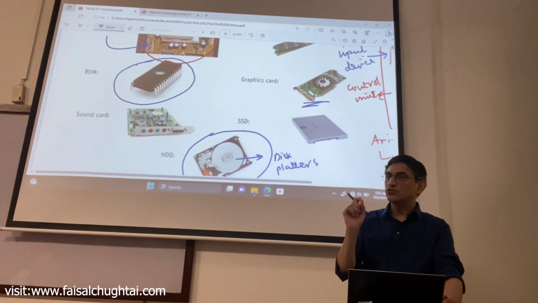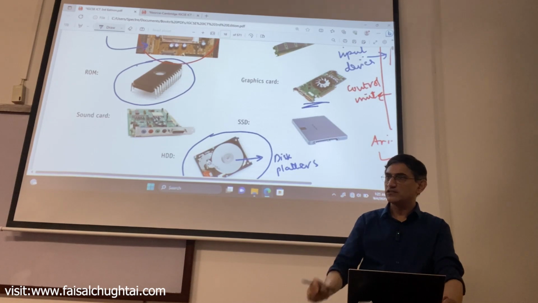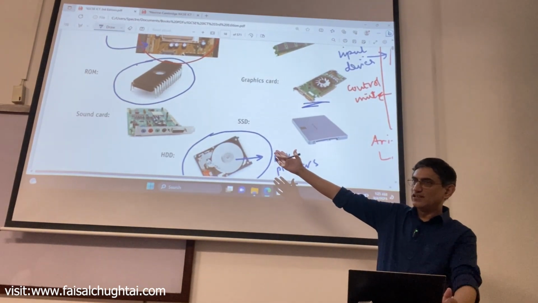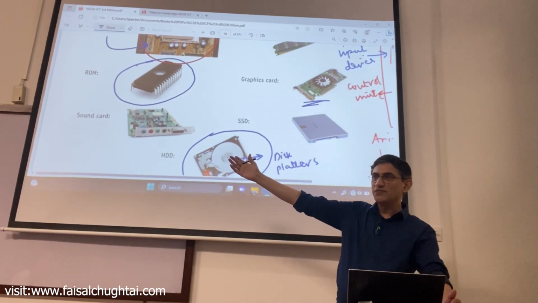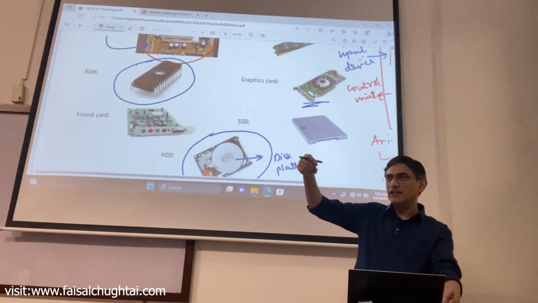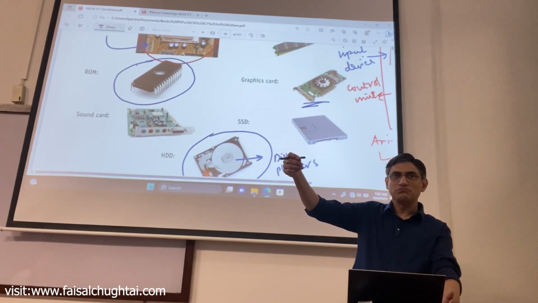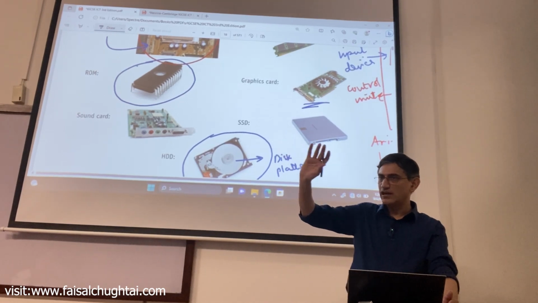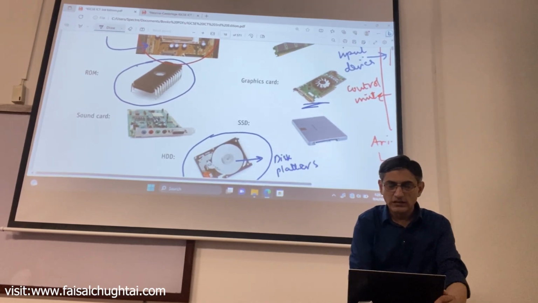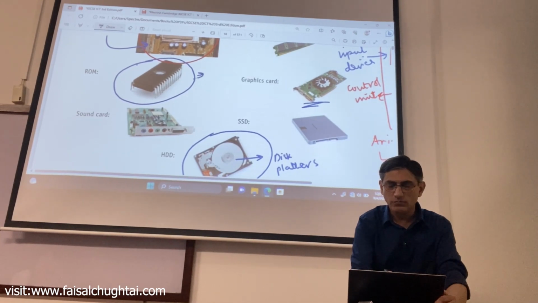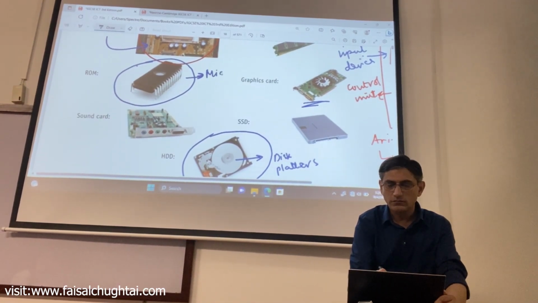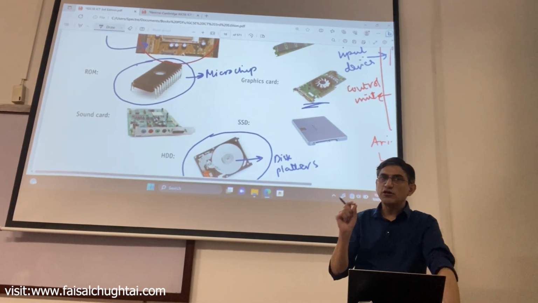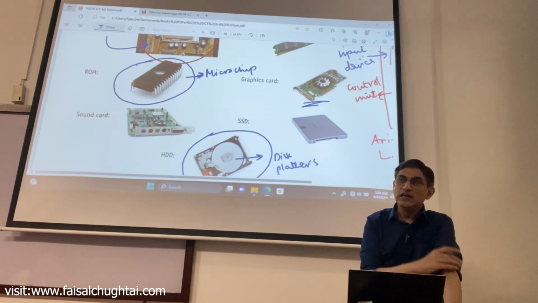All electronic, totally electronic, no moving parts. Does it have any moving parts? No. This rather stores data in electronic components such as transistors. No mechanics, no mechanical movements. So this is what you call a microchip. SSD is made up of microchip. It's microchip memory.